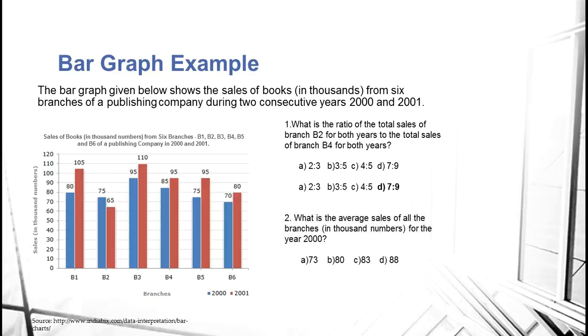Another type of question they might ask you is, what is the average sales of all of the branches in thousand numbers for year 2000. Again, this is where units come in. If you've missed in the introduction that it's in thousands, you might present these numbers not in thousands. So in this case, it's 80,000. If you weren't paying attention to your units, you might report the average sales to be just 80. So be careful with that. That's a big red flag to interviewers.